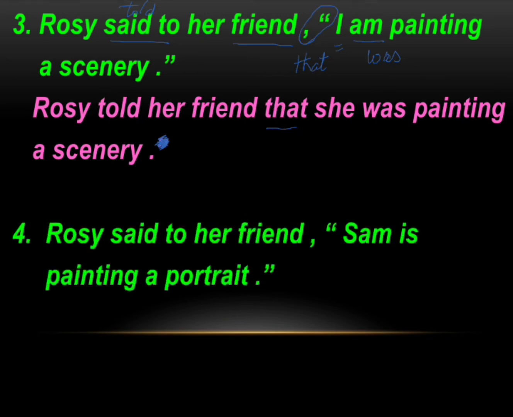Next example. Rosie said to her friend, "Sam is painting a portrait." Here it was am painting, so just to show the differentiation, I have given is painting here. So is painting is the verb. So it is present continuous tense. Present continuous tense will change to past continuous tense. The past tense for is is was. And friend is there, that is the listener, and so said to will change to told.